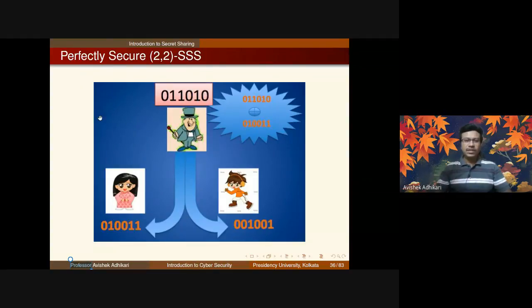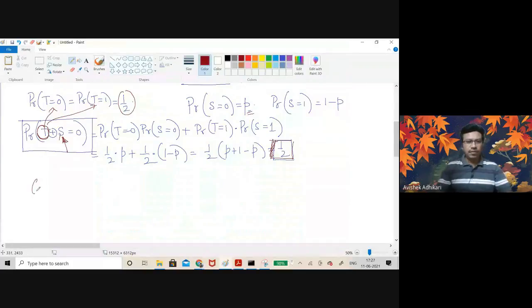Similarly, if you consider yourself, you do not have any share, neither this nor this. You only know that the password is in binary and the length of the password is 6. If I ask you the probability of the last bit being 0, you will also be able to say that it is with probability half. Same as this girl. That means the probability of guessing the whole secret correctly for the girl is exactly half to the power 6.